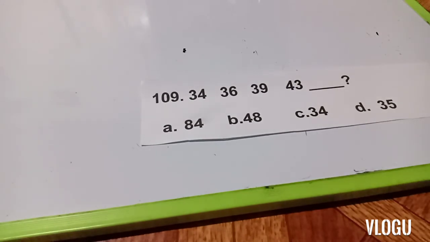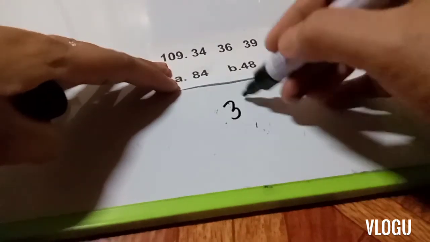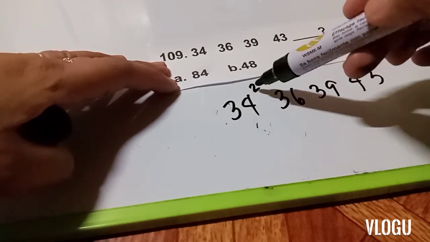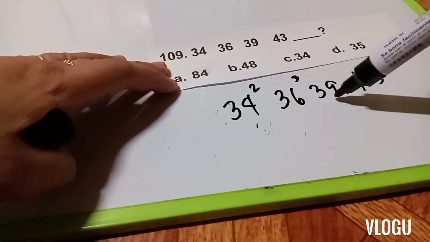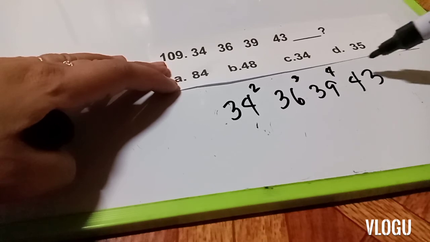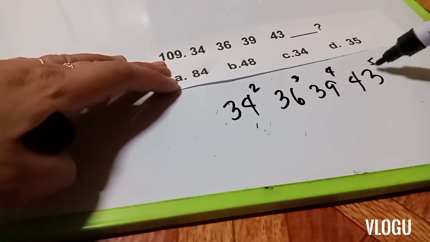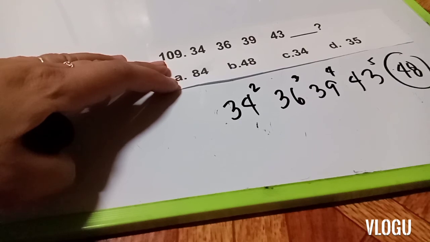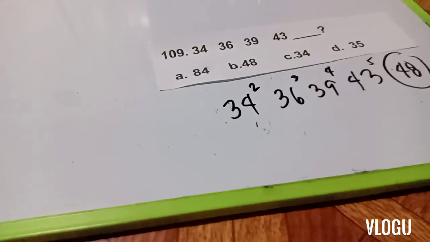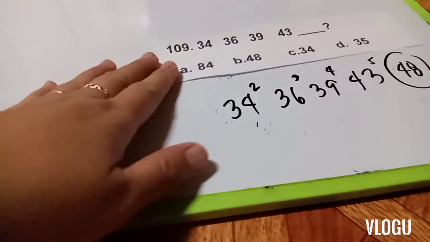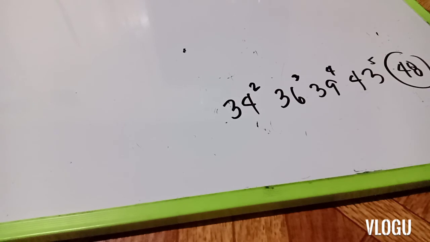109. Sequence: 34, 36, 39, 43. So take note, let's try to analyze. 34 plus 2 is 36. 36 plus 3 will be 39. 39 plus 4 will become 43. Then 43 plus 5, we have 48. So our answer is 48. So the answer is letter B. This is usually used for civil service mostly, and numerical analogy. Look at the sequence: 2, 3, 4, 5. So, let's proceed for 110.